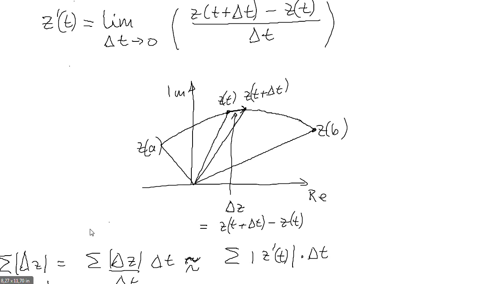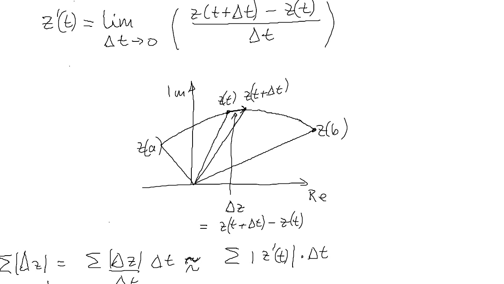And delta z over delta t multiplied with delta t is the same as delta z. So this is approximately equal to the absolute value of the derivative of z with respect to t, multiplied, of course, with delta t. So this part, if we compare with the definition of the derivative, is approximately equal to that for small delta t.